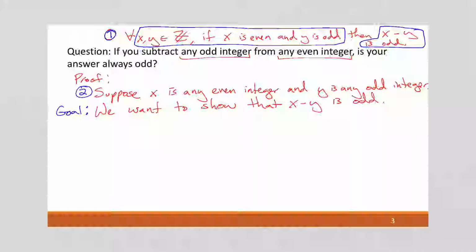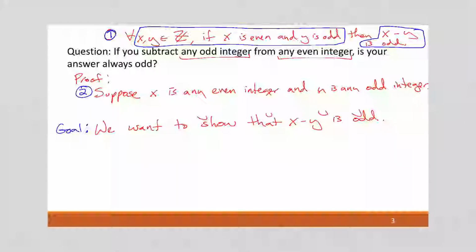Maybe a better way of putting it is, I forgot to clarify step 2. Let's see if I can move our goal down a little bit. There we go. Okay, so if I want to suppose that x is any even integer and y is any odd integer, what's another way of saying that?